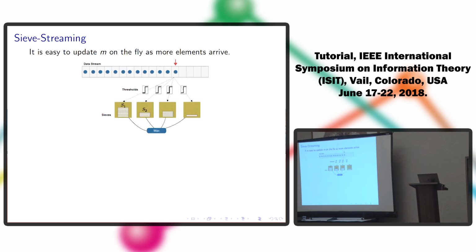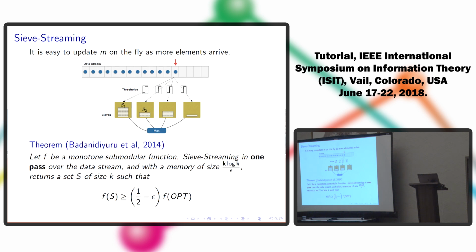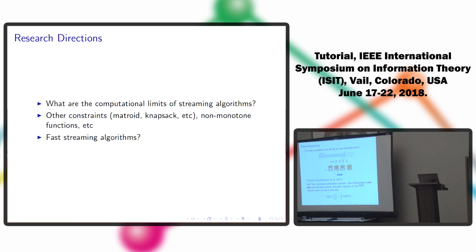And so basically the best approximation guarantee that we are aware of is 1/2, and it turns out that it is impossible to get better than 1/2 approximation guarantee in the streaming model for monotone submodular functions under cardinality constraint, unless your memory increases linearly with the data. So if your memory is, let's say, some function of k, or sublinear in n, then you cannot get better than 1/2 approximation guarantees.